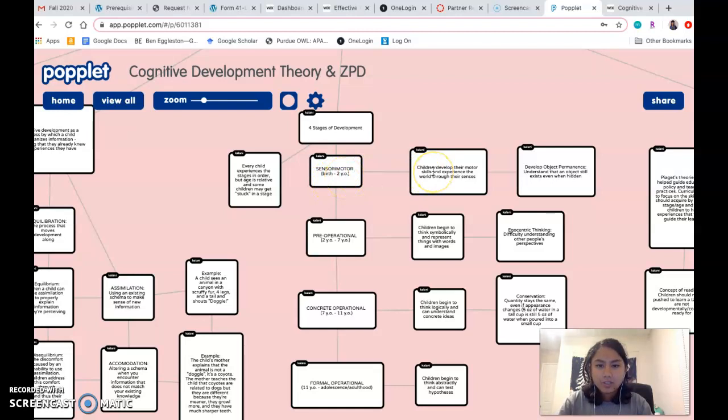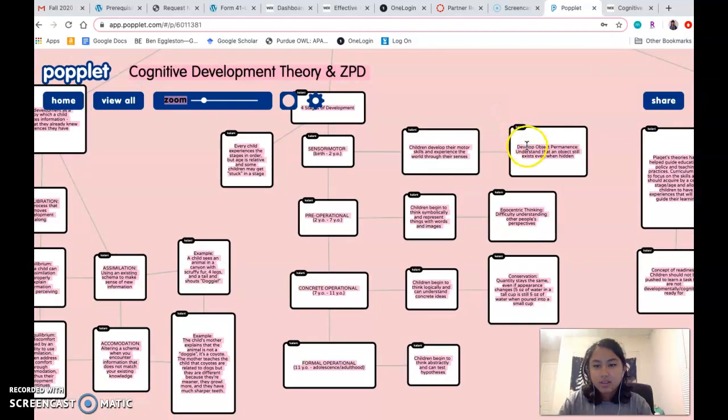In this stage, children develop their motor skills and experience the world through their senses. A special skill that they learn in this stage is object permanence, which is the understanding that an object still exists even when hidden. That's why peekaboo is so entertaining to young children. They genuinely question where you go when you cover your face with your hands.